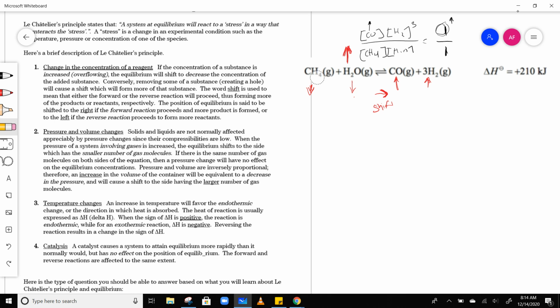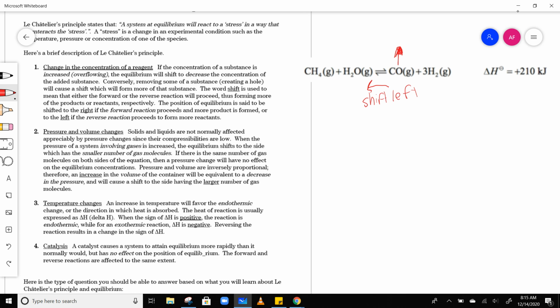Okay, same thing goes if we do products. So if we add CO, it's going to shift away from that. It's going to go to the left. So it's going to shift left. Therefore, CO is going to go down, H2 is going to go down, H2O is going to go up, and CH4 is going to go up. Okay, if we added H2, it would be the same thing. If we added H2, these two would go down, these two would go up.